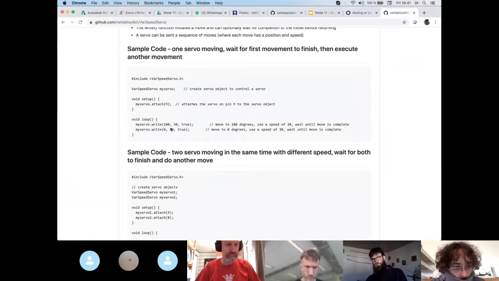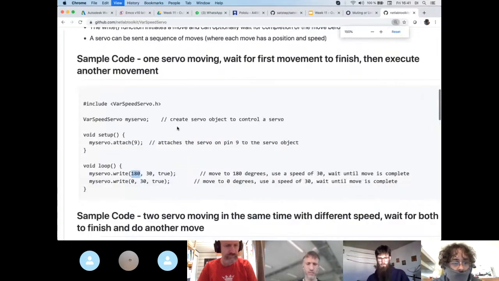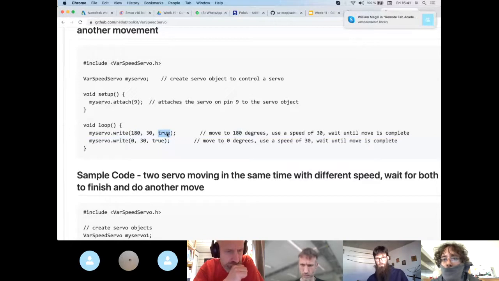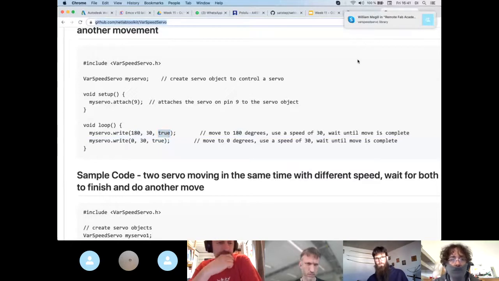Actually, they changed this. That's nice. So you have moved to 180 degrees, for example, with a speed of 30, and then wait until the move is complete. If you put true here, if you put false, then you have... yes, I will send the link, guys.